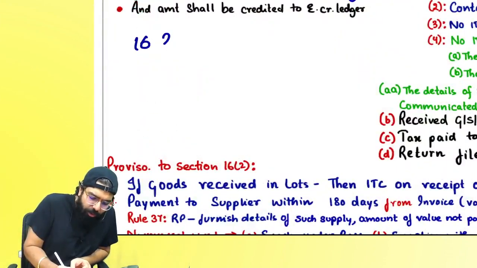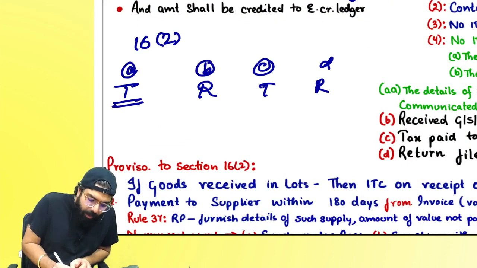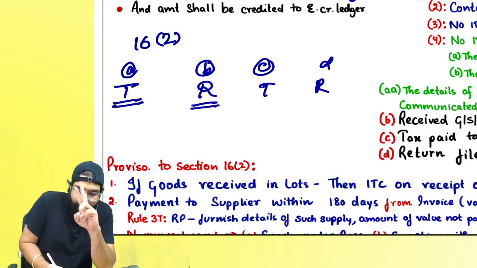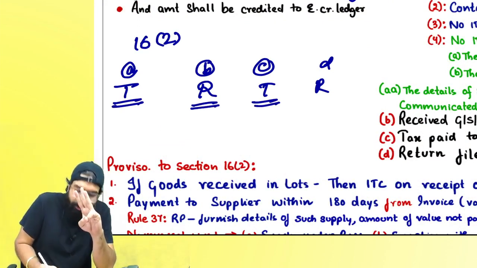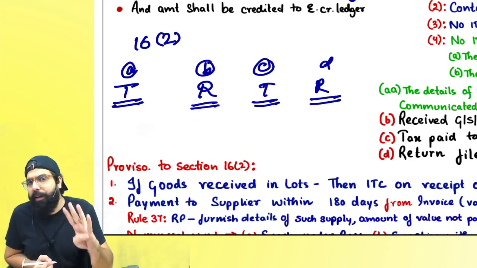Section number 16.2 has A, B, C and D. T, R, T, R condition. Number 1, tax paying document, receipt of goods, services or both, tax paid to the government and return filed. Only then you can take the credit.